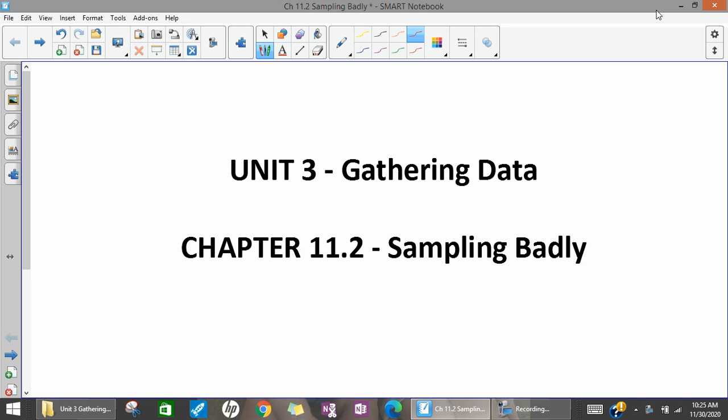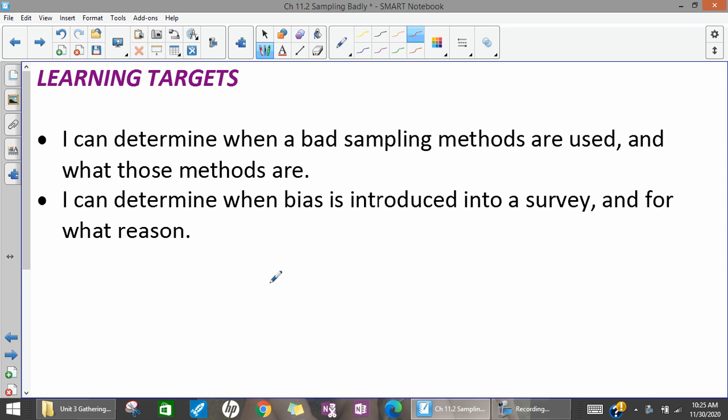But of course, there's always some pitfalls that we have to look out for and we have to be cognizant of. And so there's some ways that we can get a bad sample or a sample that's introduced bias into our data that's going to give us some bad information. So we're going to talk about what those methods are and the bias that's introduced.